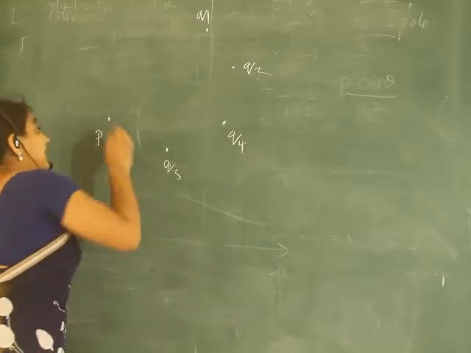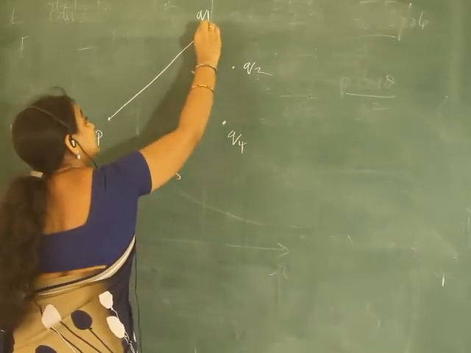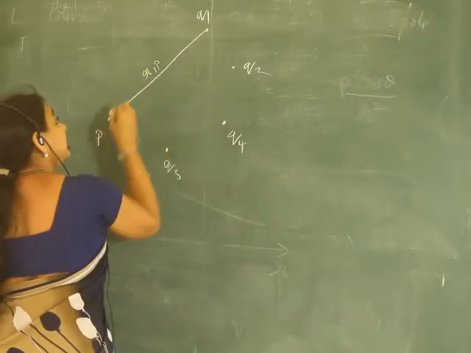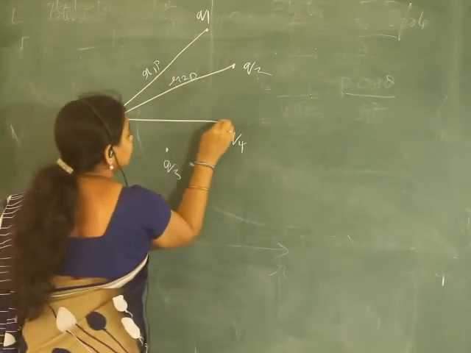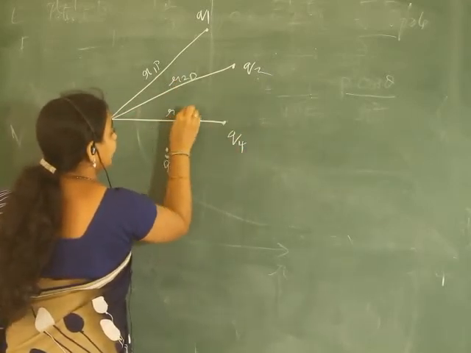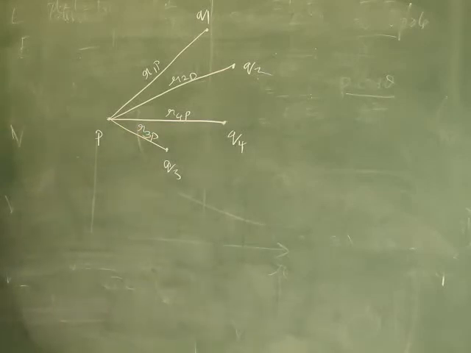Help me. At the point P, first we have to see the position vectors. Let this position vector be R1P. Let this position vector be R2P. This position vector be R4P. And this position vector be R3P. Okay. Then how can we find it? Let us consider the system of charges Q1, Q2, Q3, Q4, and if there are n charges, then up to Qn, with the position vectors R1P, R2P, R3P, R4P, etc.